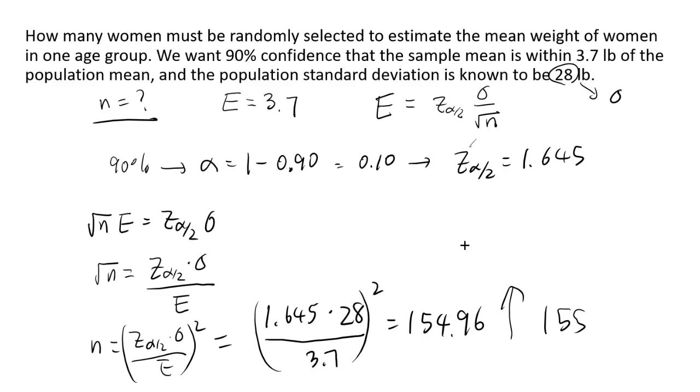So that's the answer. You need at least 155 women in order to have a sample that will give you a margin of error less than 3.7 given the 90% confidence level.